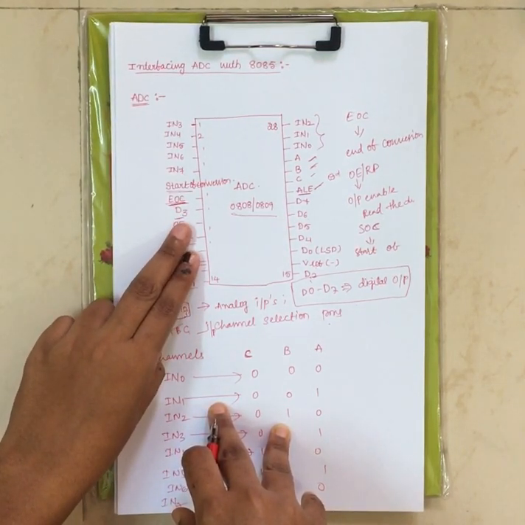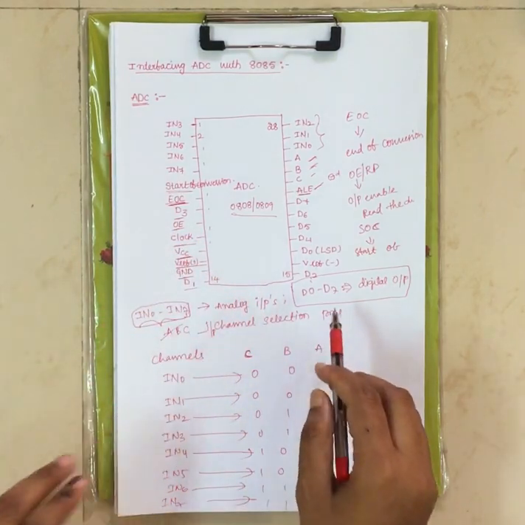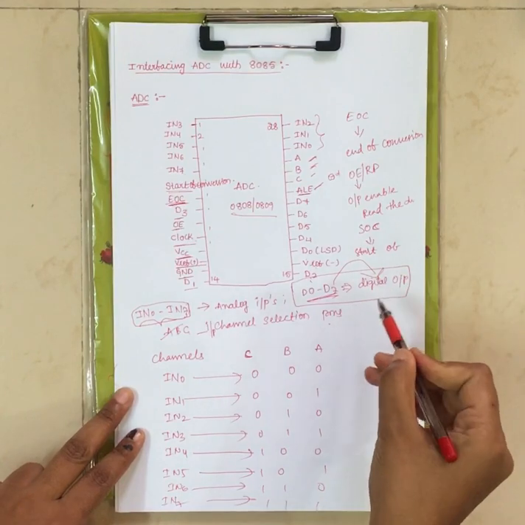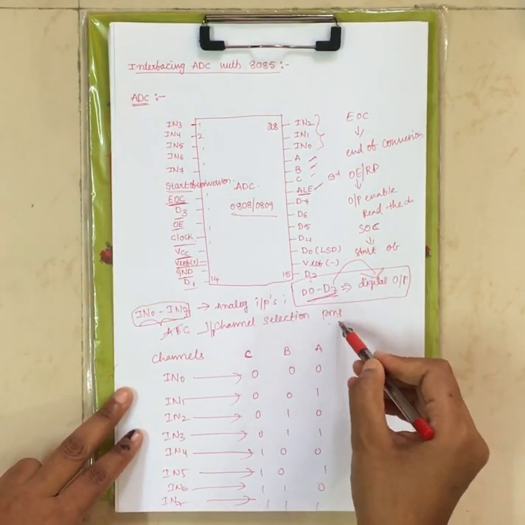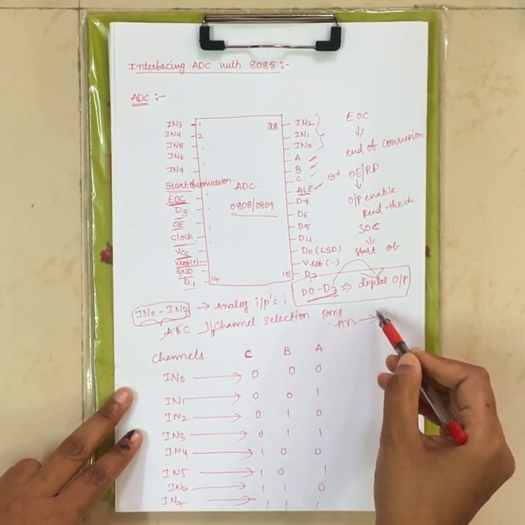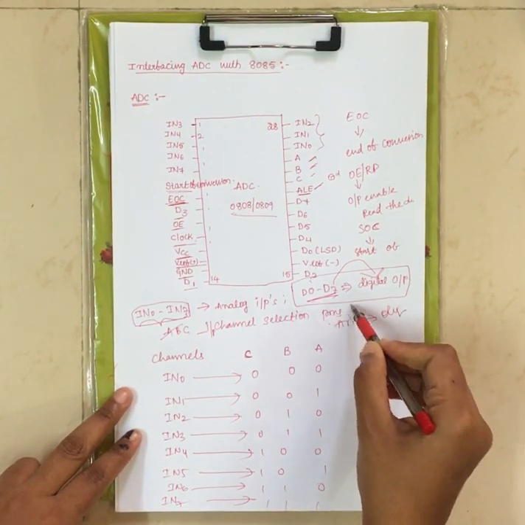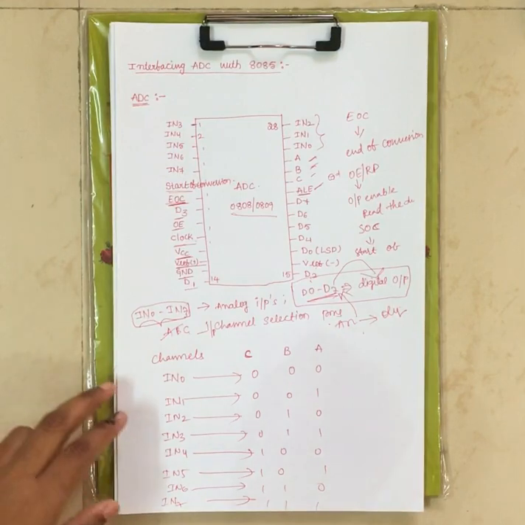And next we have D0 to D7, your pins through which the converted digital output is collected. Once the analog signal is given as input, it is converted to digital, and the output is collected through the D0 to D7 pins.